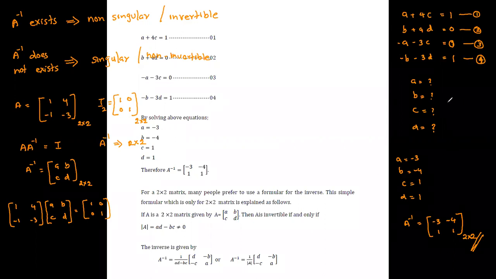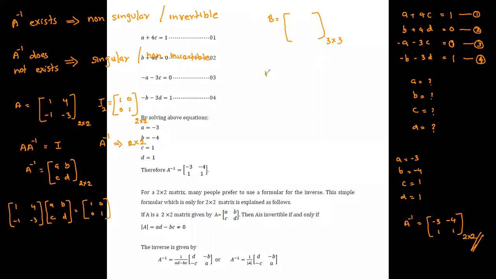But here I have not discussed how to do this calculation. If you try to perform this calculation, it will be somewhat time consuming. But now think about if it is given for a 3 by 3 matrix. Suppose that B is given as a 3 by 3 matrix.